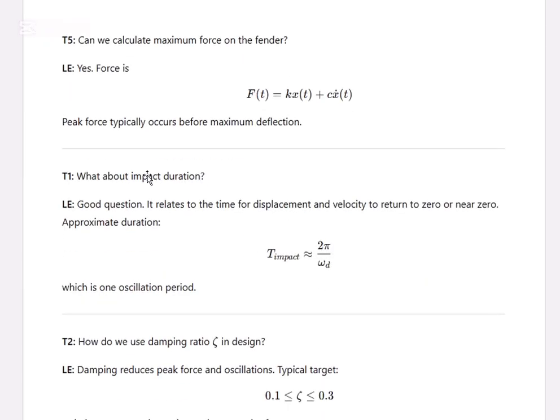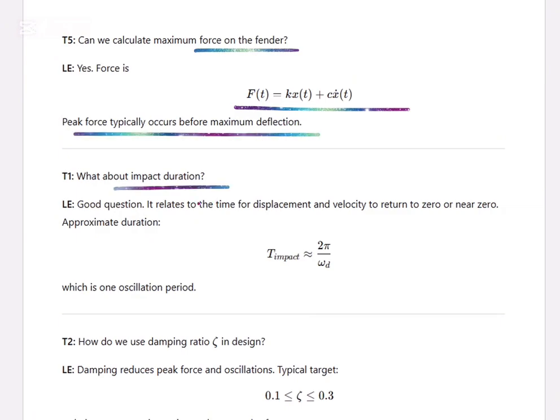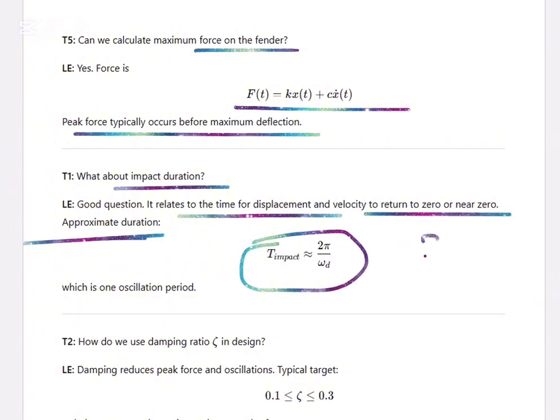Can we calculate the maximum force on the fender? Yes, of course. Peak force typically occurs before maximum deflection. What about the impact duration? It relates to the time for displacement and velocity to return to near zero. Approximate duration is 2 pi by omega d.